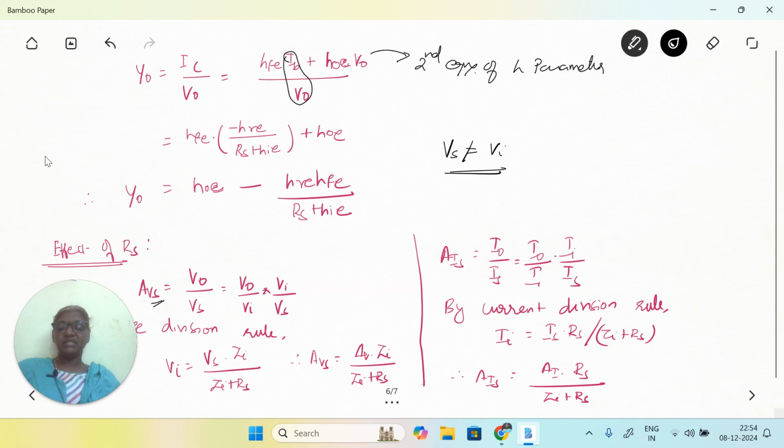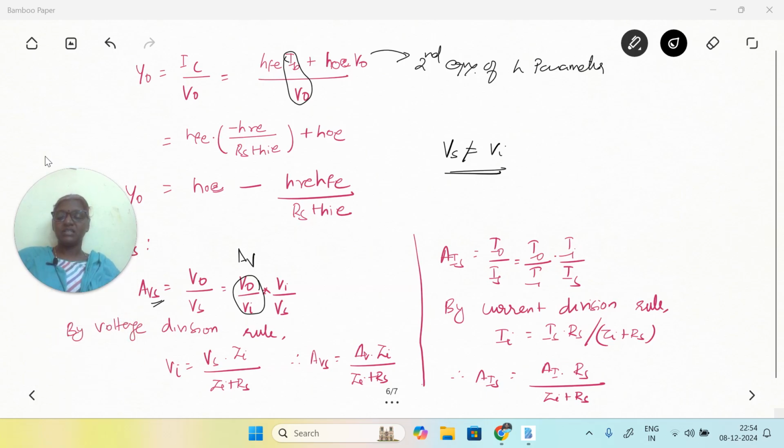This V0 by Vi is nothing but AV. This is the voltage gain, the third parameter we have calculated. Vi by Vs can be taken from the voltage division rule. By applying the voltage division rule, Vi can be taken as Vs into Zi divided by Zi plus Rs. Substituting this, AVS, the voltage gain with the source, can be written as AV into Zi divided by Zi plus Rs.